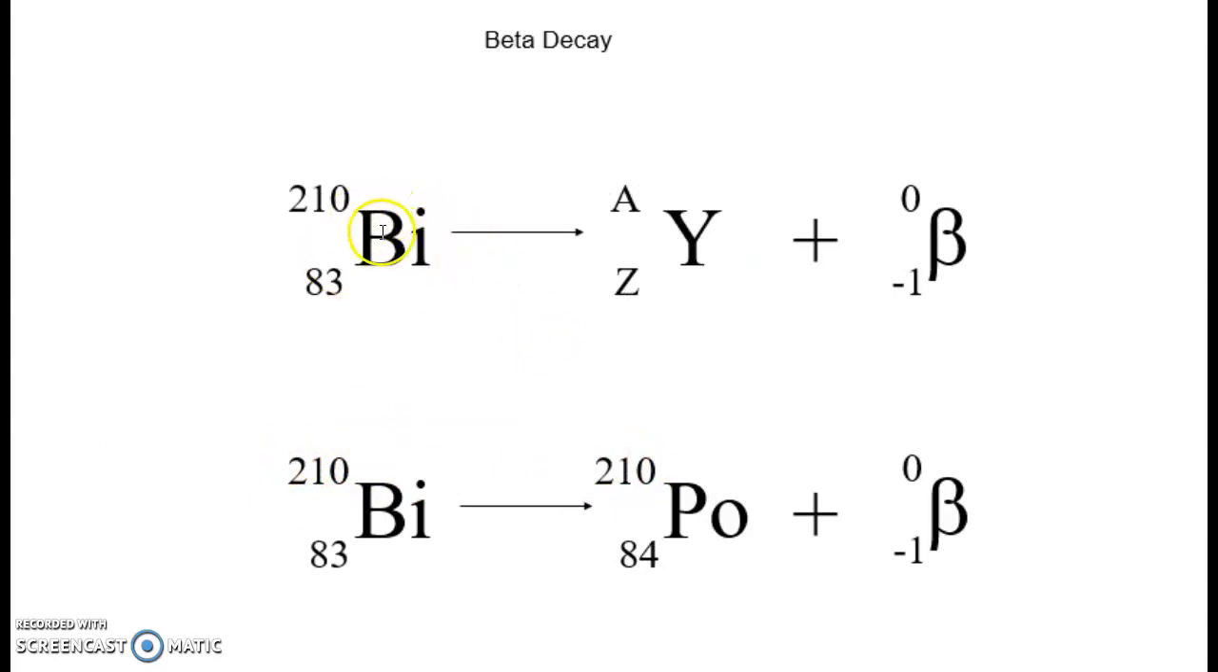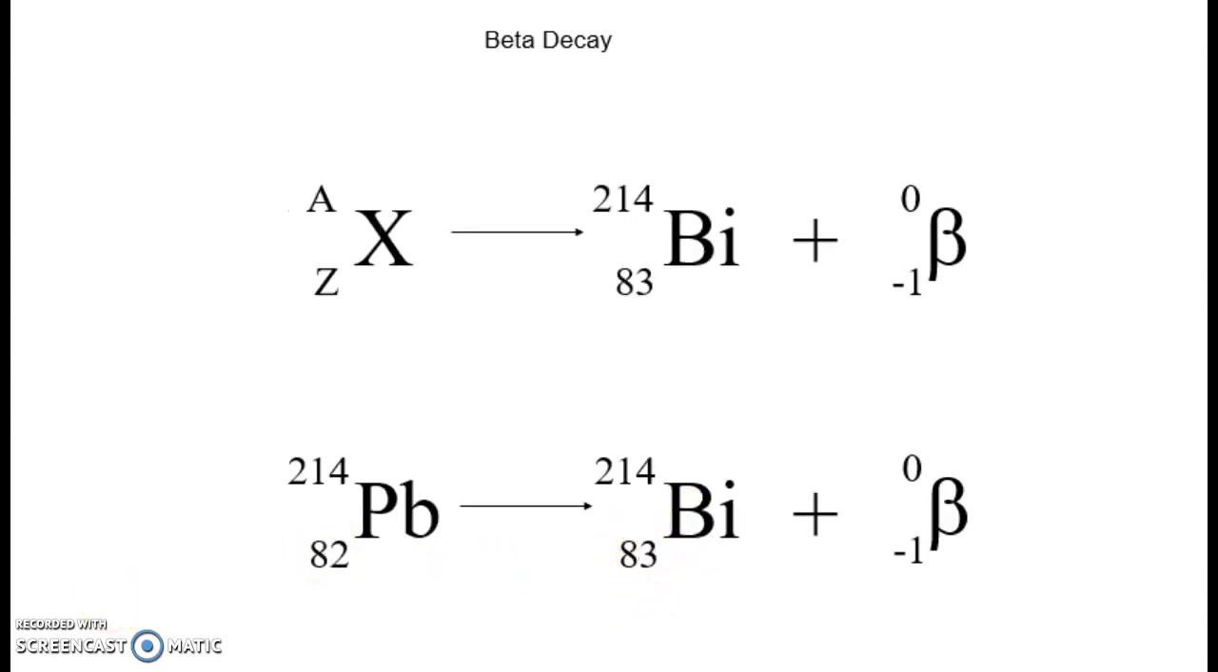All right, bismuth decays into an unknown element and a beta. So it's very easy to tell. You just write down the same mass number and the atomic number would increase by 1. So going from 83 bismuth to 84 polonium.